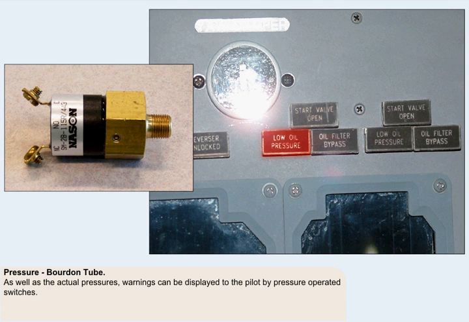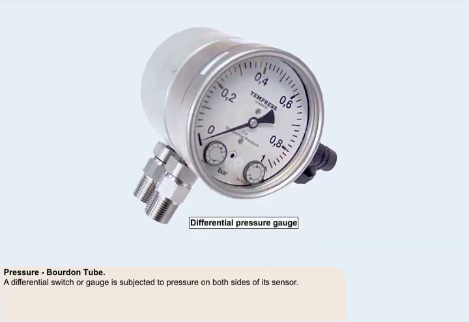As well as the actual pressures, warnings can be displayed to the pilot by pressure-operated switches. These switches can operate for low, high, or incorrect differential pressure. A differential switch or gauge is subjected to pressure on both sides of its sensor.